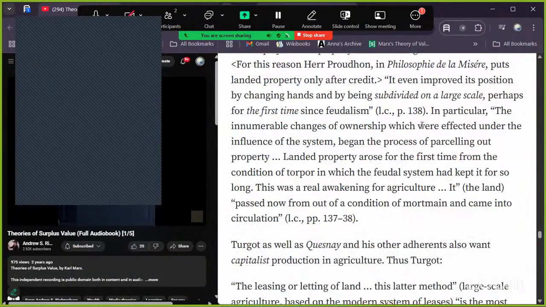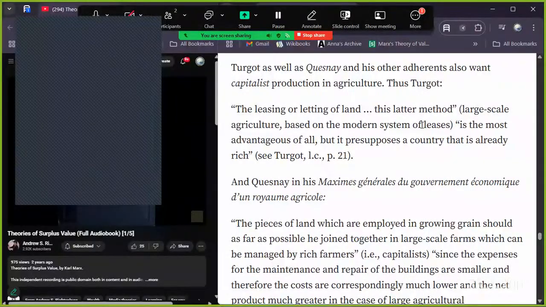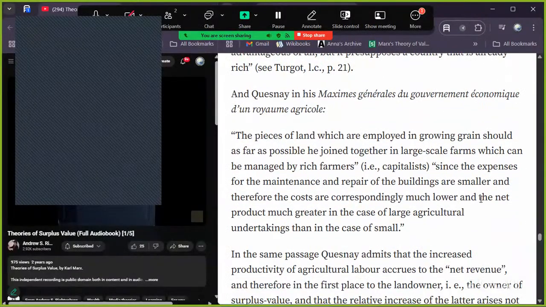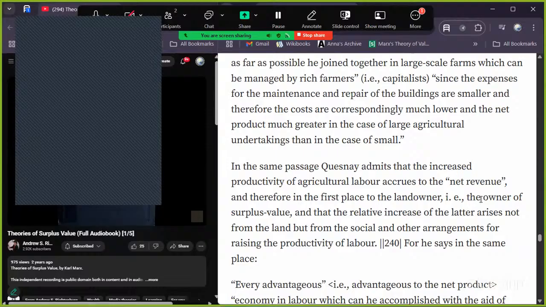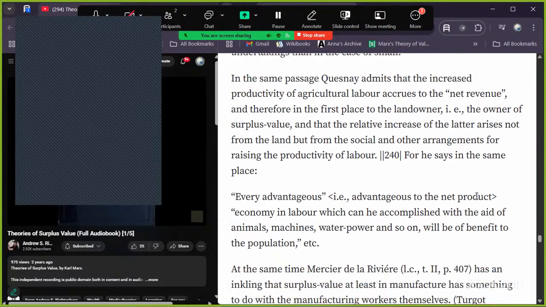End quote. Turgot, as well as Quesnay and his other adherents, also want capitalist production in agriculture. Thus Turgot, quote, "The leasing or letting of land, this latter method, that is large-scale agriculture, based on the modern system of leases, is the most advantageous of all, but it presupposes a country that is already rich." End quote. And Quesnay, in his General Maxims of Economic Government of an Agricultural Kingdom, quote, "The pieces of land which are employed in growing grain should as far as possible be joined together in large-scale farms which can be managed by rich farmers, i.e. the capitalists, since the expenses for the maintenance and repair of the buildings are smaller, and therefore the costs are correspondingly much lower and the net product much greater in the case of large agricultural undertakings than in the case of small." End quote.